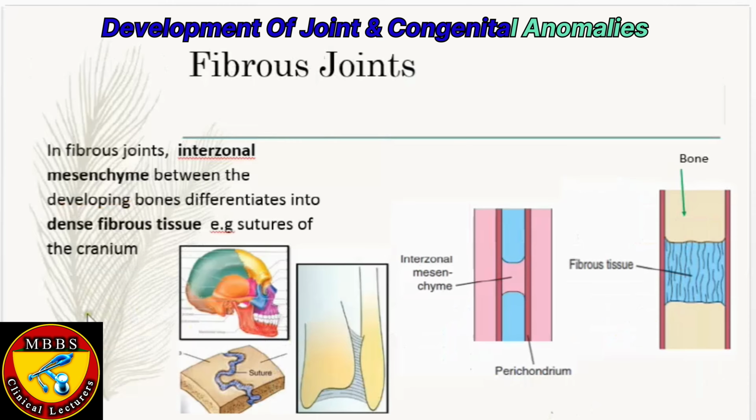Now the fibrous joints. Again, it is very simple. In case of fibrous joint, the interzone area will differentiate into fibrous tissue. And if you remember the examples of the fibrous tissue, sutural joints have got fibrous tissue. They are an example of the fibrous joint. Then inferior tibiofibular joint is another example where between the two bony areas, fibrous tissue is present, forming the fibrous joint.